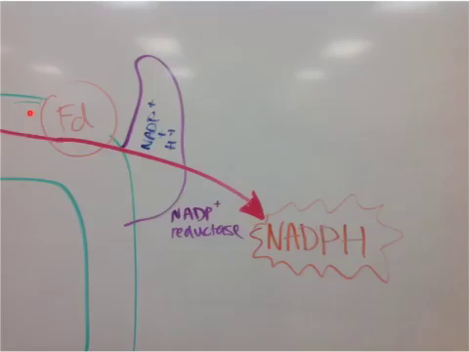The electron comes from the electron transport chain and goes to the FD protein and into the NADP plus reductase, and NADPH is made outside in the stroma. It's made with the combination of NADP plus and H plus.